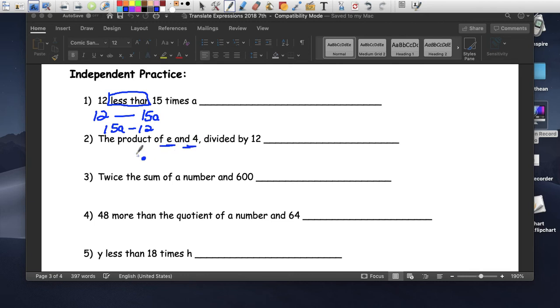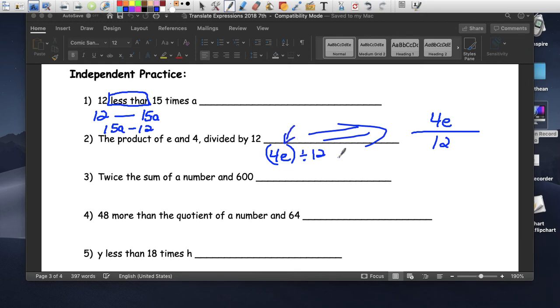E and 4, right? So we're going to multiply E and 4, or 4 times E, and then it says a comma there, right? And then I'm going to put this in parentheses, 4 times E, and then divide by 12. So we're going to multiply 4 and this variable, and then divide it by 12. So the answer should be that way. If you chose to write it horizontally, you can get 4e, and then divide it by 12. We want to make sure we do this first. Okay?